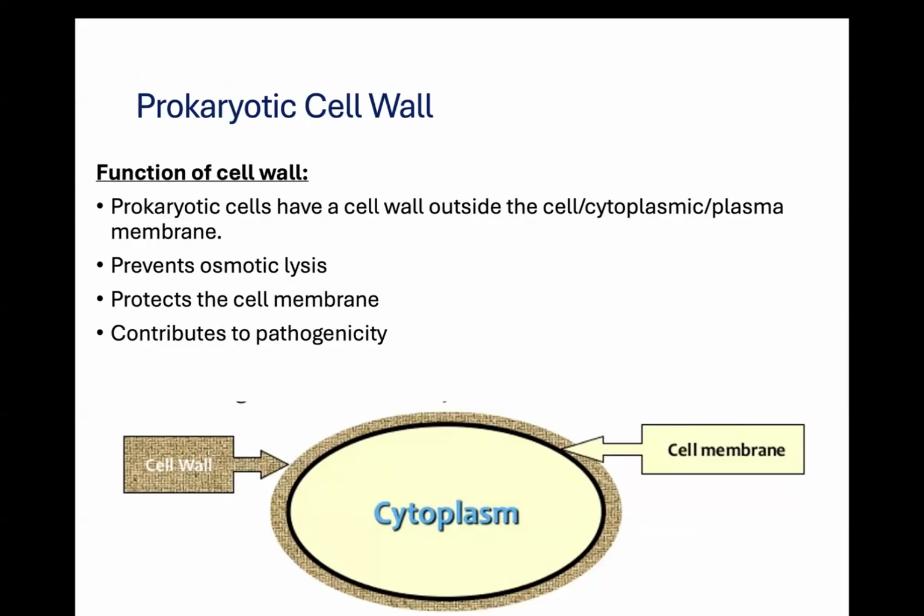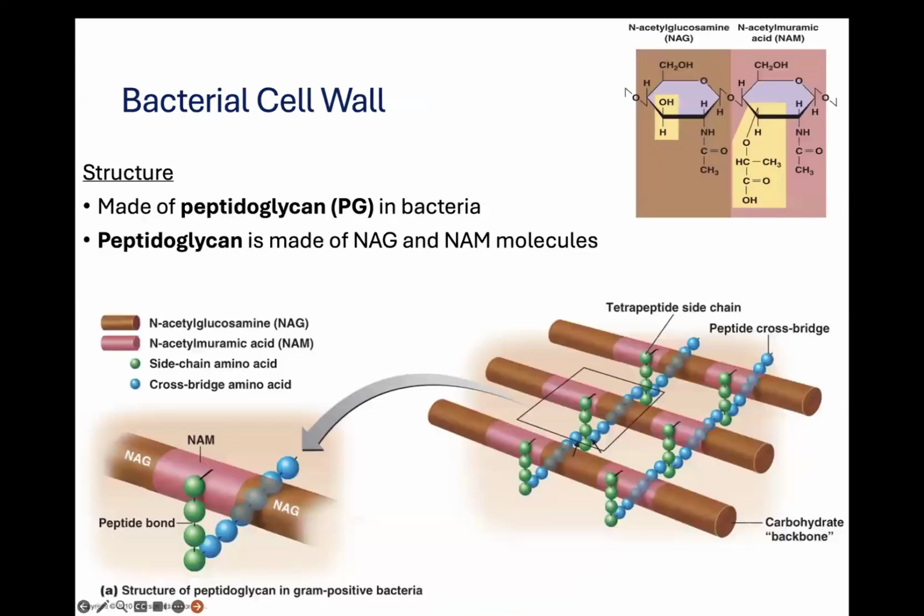So what it does is it provides another layer of protection for organisms that do have a cell wall. It prevents what we call osmotic lysis. We'll learn about that later. It prevents cells from basically bursting. It protects the cell membrane, and you can envision that if bacteria do have a cell wall, it's harder to treat them. So they're more pathogenic. Pathogenic means they cause more disease, and we'll learn about that word later.